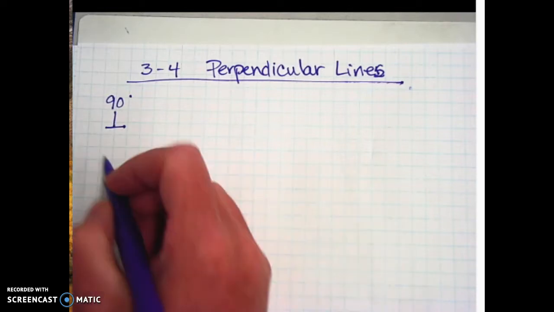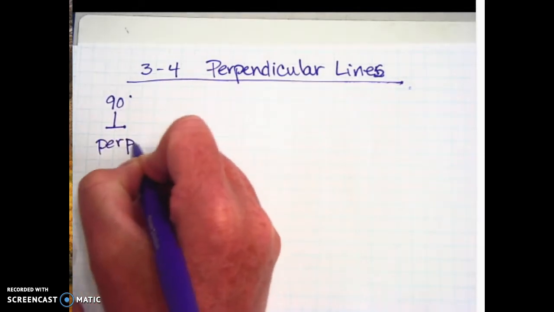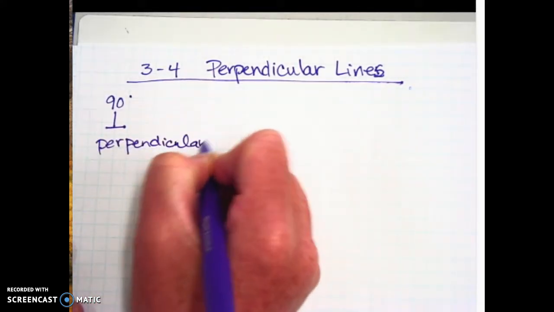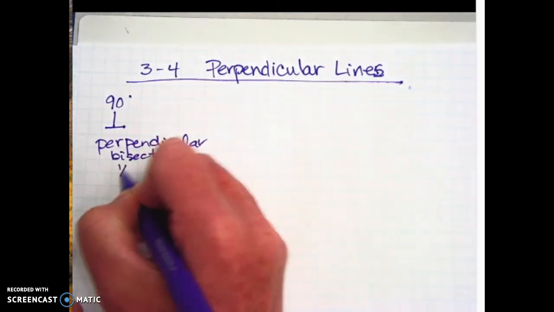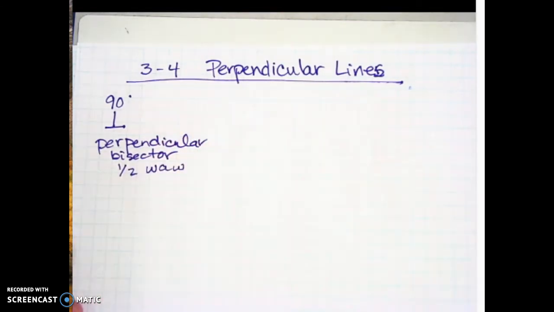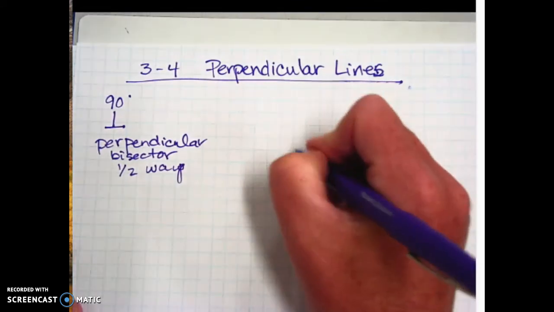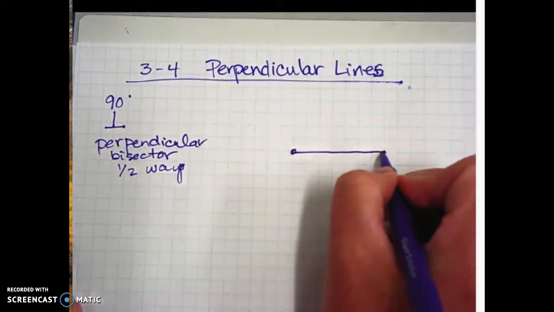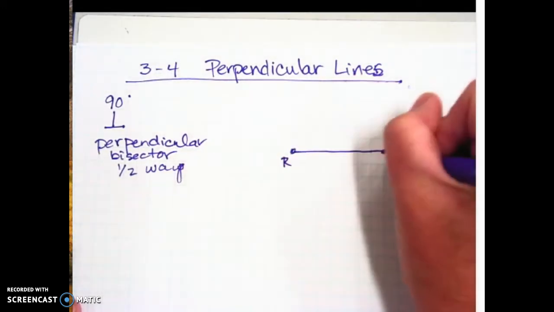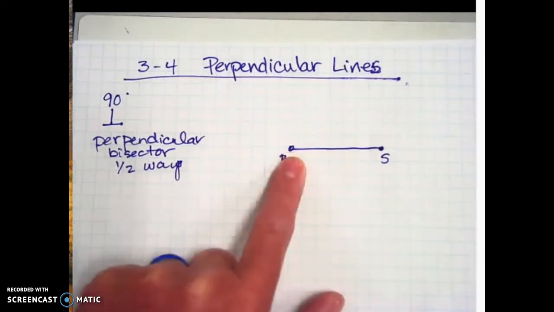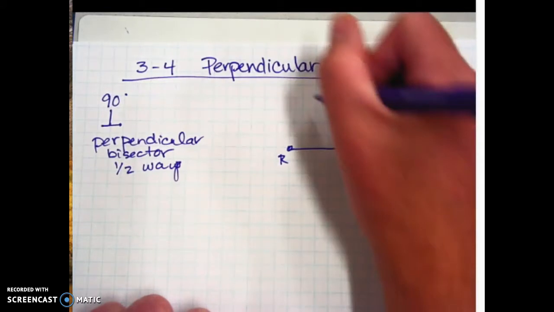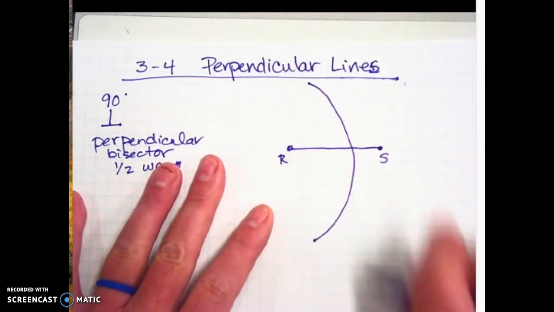Okay? And then we're going to talk about something called a perpendicular bisector. It's going to be halfway on a segment. So if you have a segment, we'll call this segment RS, and if you all have these fancy things called compasses, which have a pointy stick on one side and a pencil on the other, you would put your pointy stick on R and you would make an arc with the pencil that goes like this.